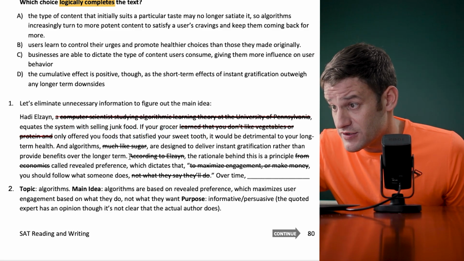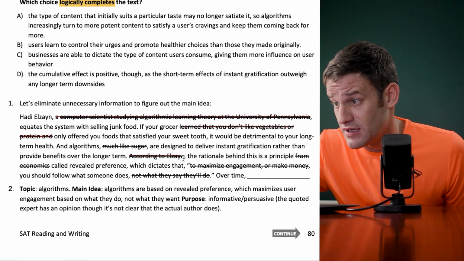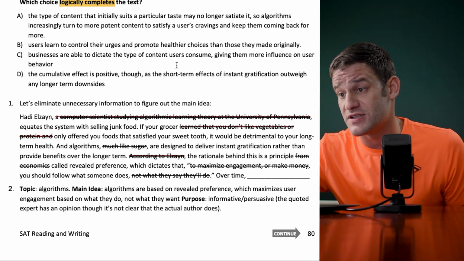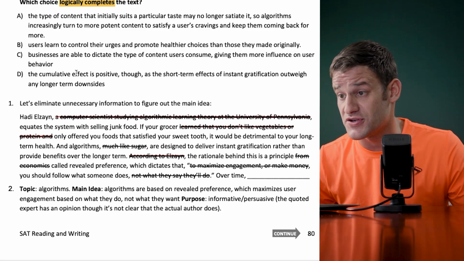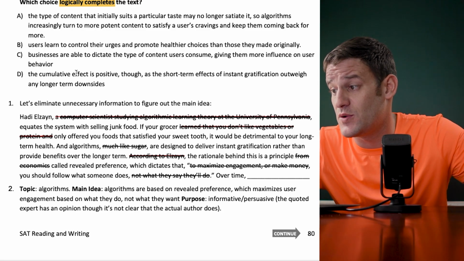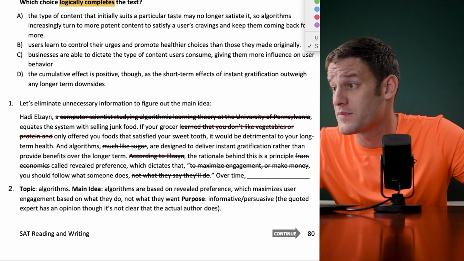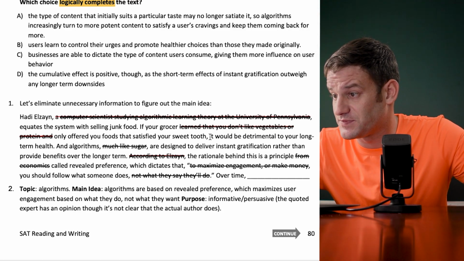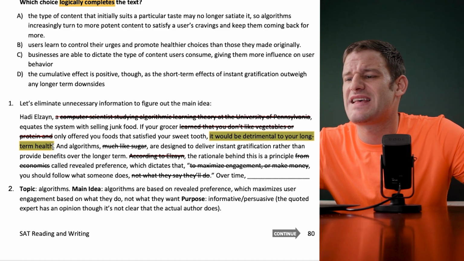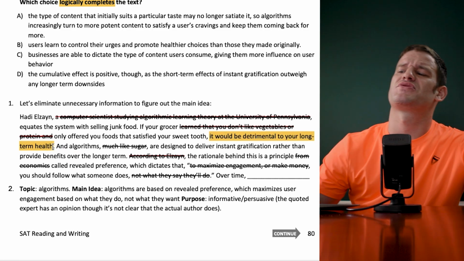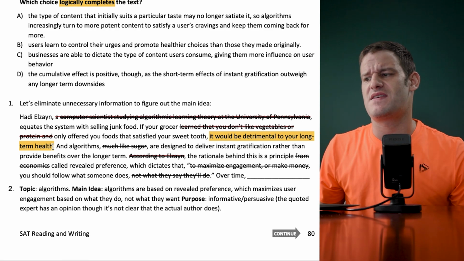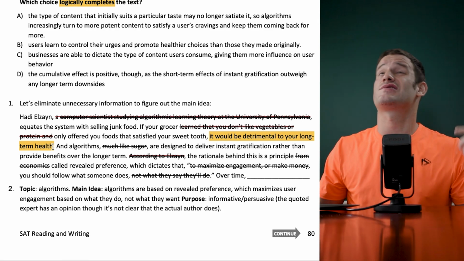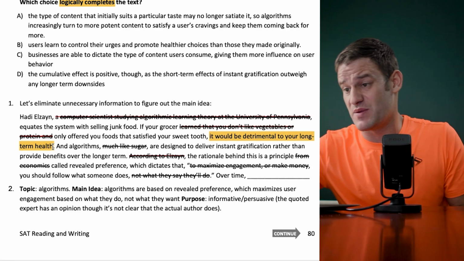We eliminated the introductory clause. And then, again, some prepositional phrases. So we're left with Hadi El-Zain equates the system with selling junk food. If your grocer only offered you foods that satisfied your sweet tooth, it would be detrimental to long-term health. Okay, so this expresses an opinion, right? They're not really persuading us, but yeah, expressing an opinion that this is a bad thing. So on the edge of being persuasive.